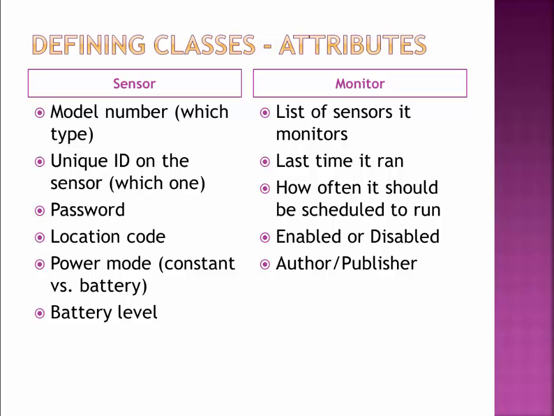So here are two of those, as I was just talking about, a sensor and a monitor. As we saw, the sensor has a model number, unique ID, password, location code, power mode, battery level. Those are things we picked up in the write-up or otherwise. Maybe we asked a question, hey, what's the sensor look like? Do you have a document from the manufacturer that tells us what we can do? I mean, it's a piece of hardware. It has some limitations of what it does. I'm not entirely making it up, right?